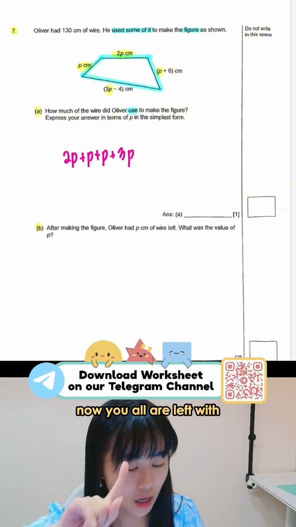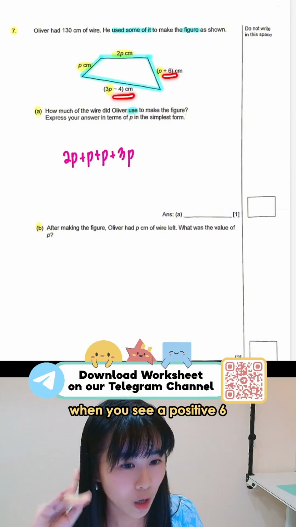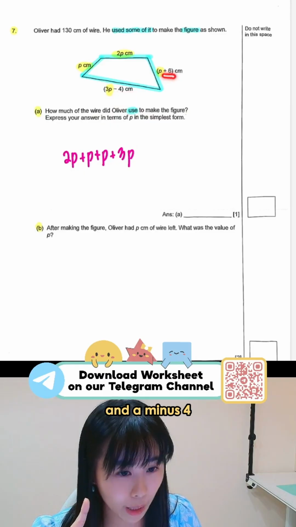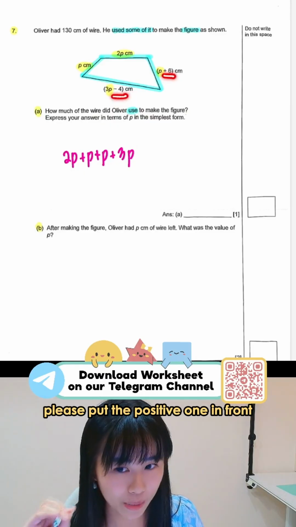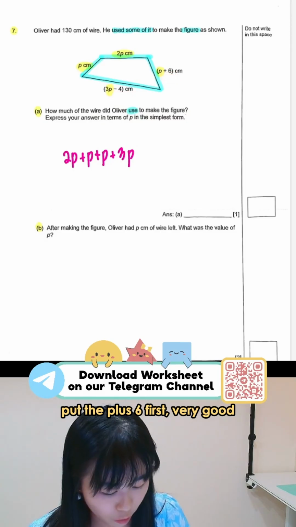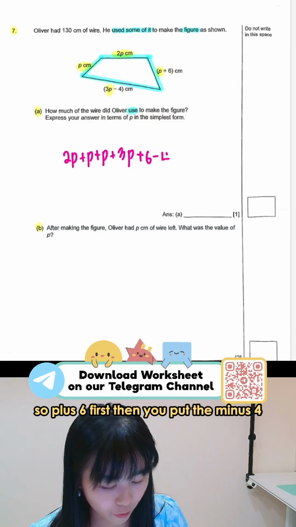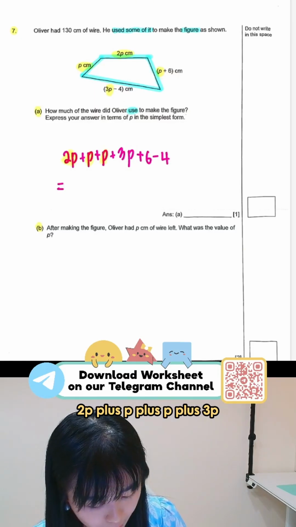Okay, now you are left with a plus 6 and minus 4. This is where students will make the mistake. Okay, when you see a positive 6 and a minus 4, right, please put the positive one in front. Put the plus 6 first. Very good. So plus 6 first, then you put the minus 4.